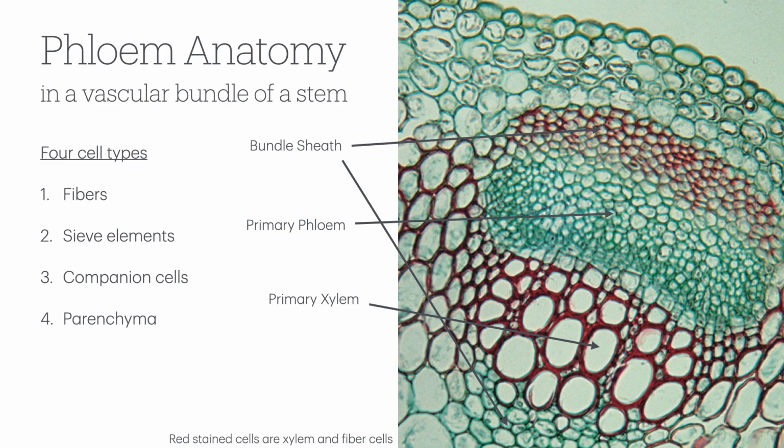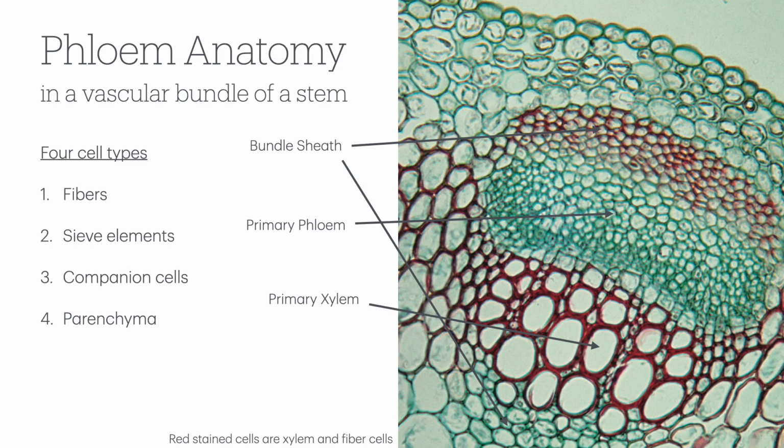So let's look at the phloem anatomy in a stem here as a cross-section. And what we see are 4 cell types that are involved in the phloem tissue. Phloem is a tissue, and it's made up of individual cells that include fibers, sieve elements, companion cells, and parenchyma cells. We'll talk about these in more detail in a moment.